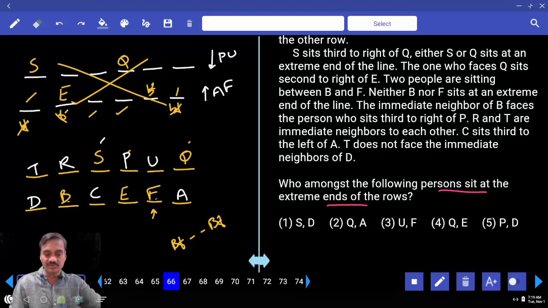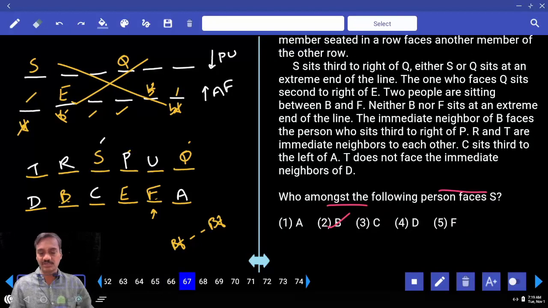Extreme ends of the rows, everyone tell me, Q and A. That is choice 2, question number 66. Then coming to 67. Now in this 67, who among the following person faces S? S's opposite, everyone tell me, C. And C, that is given in choice 3, question number 67.